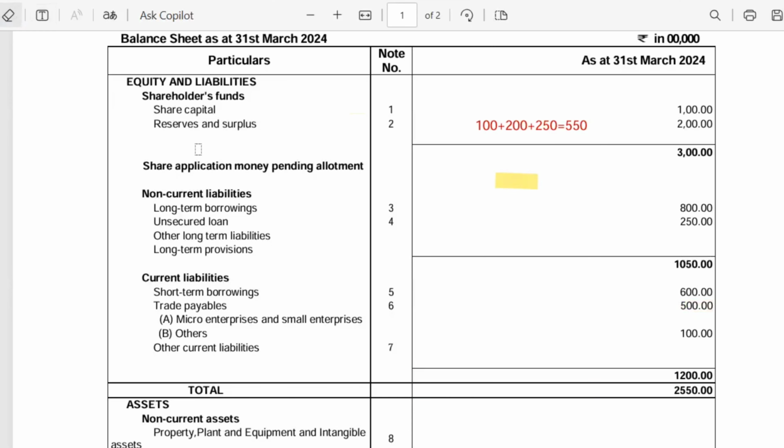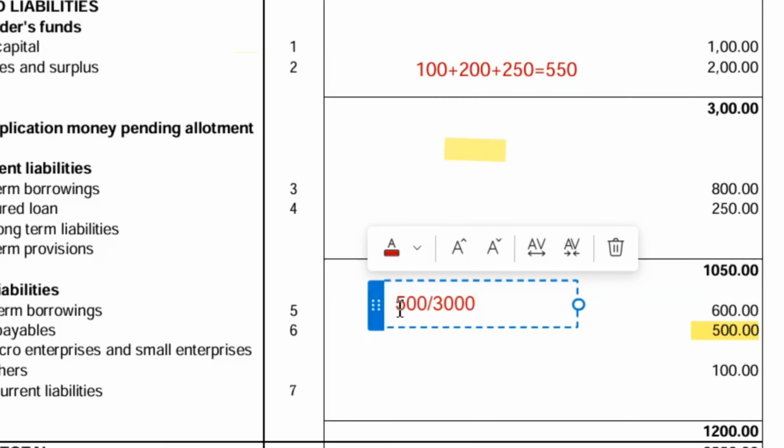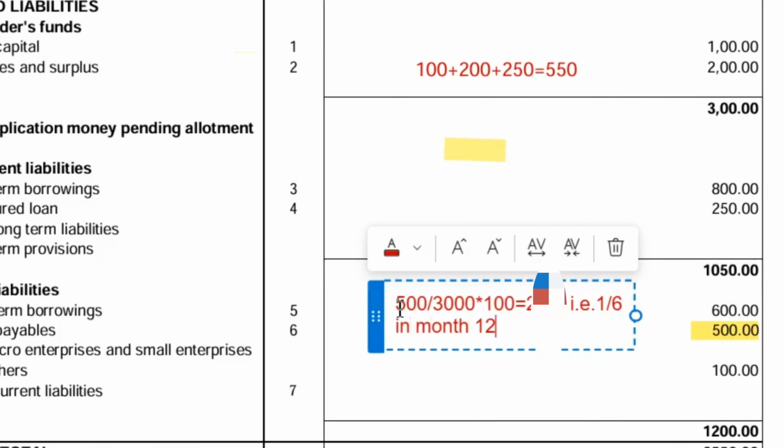Same way we can calculate the creditor cycle. Here in the liability side, you can see the value of creditor, that is 5 crore, right? So the value of creditor is 1/6 of the total sale. It means 2 months, that is 60 days. So the creditor holding period would be 2 months, right?